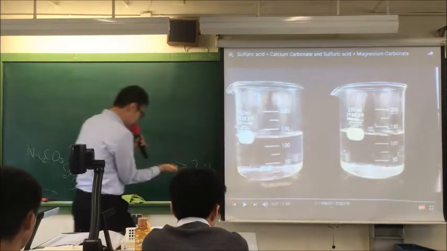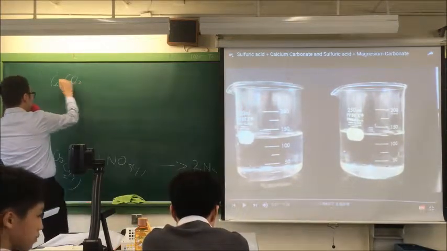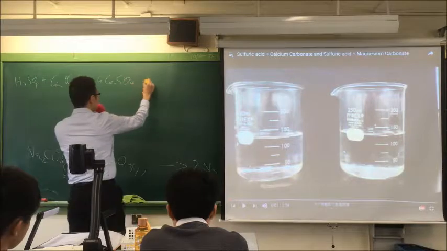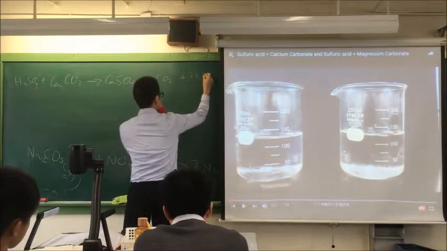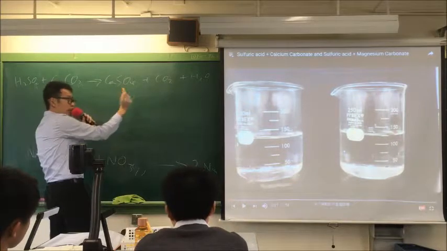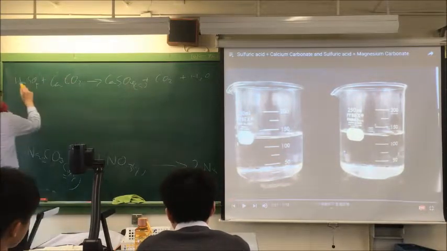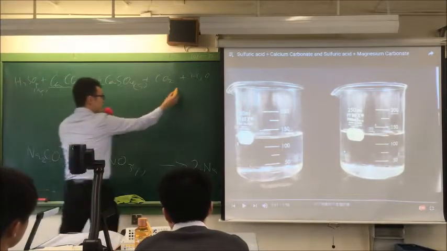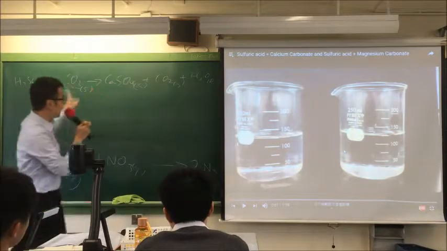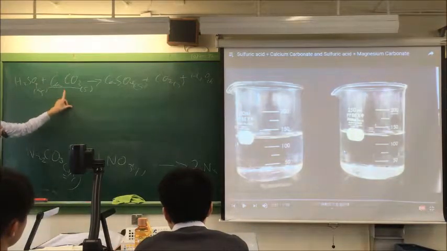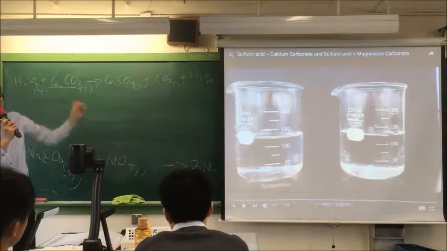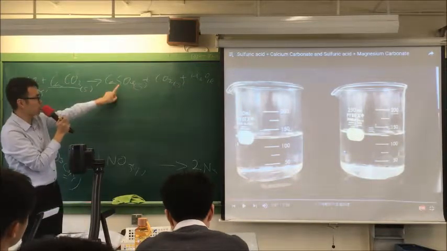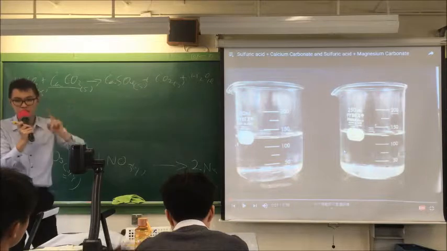So the reaction for calcium carbonate and sulfuric acid will be calcium sulfate and carbon dioxide and water, right? So calcium sulfate is insoluble in water. Okay, sulfuric acid (aq), calcium carbonate solid, gas, liquid. So when the calcium carbonate solid is added into the sulfuric acid, it can react and give carbon dioxide. However, the product formed on the surface is calcium sulfate, which is insoluble.